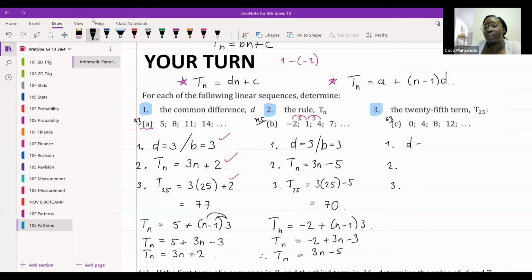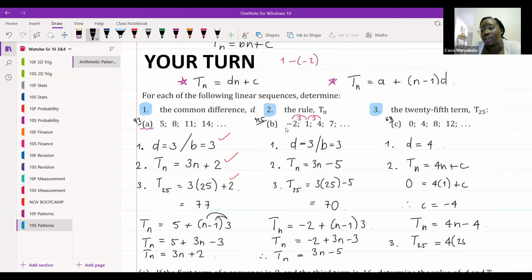Our common difference over here is going to be 4. Then Tn is equal to 4n plus C. To find C, we replace these with the numbers that we need: 0 is equal to 4 multiplied by 1 plus C. Therefore, C must equal -4. So Tn is equal to 4n minus 4. Then T25 is equal to 4 multiplied by 25 minus 4, which is equal to 96.